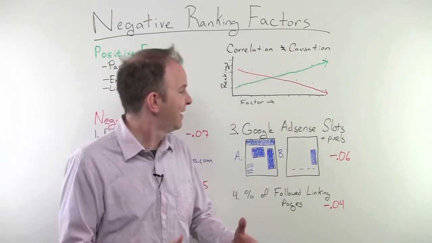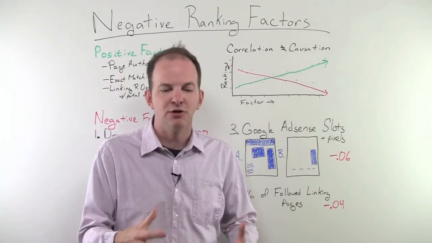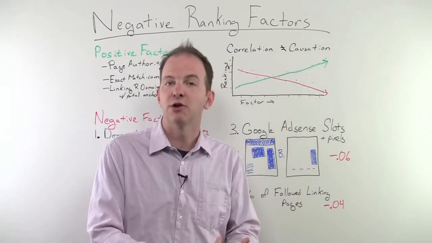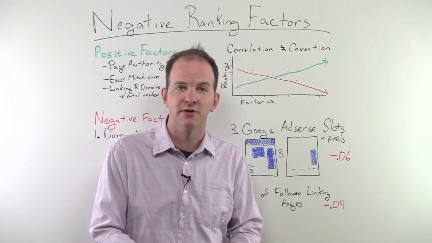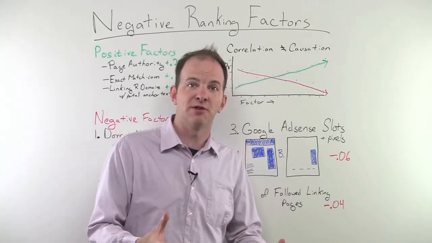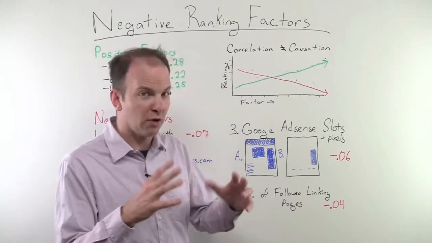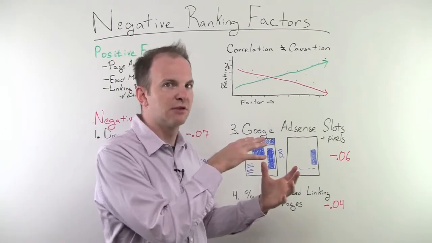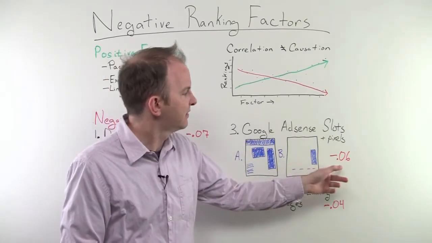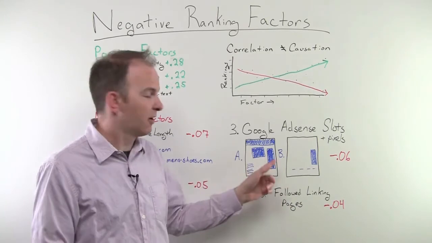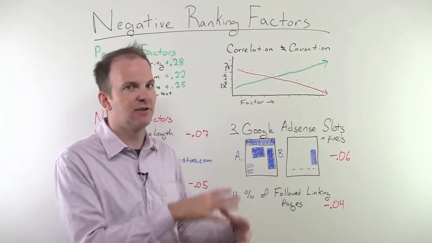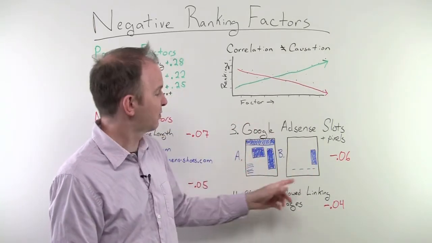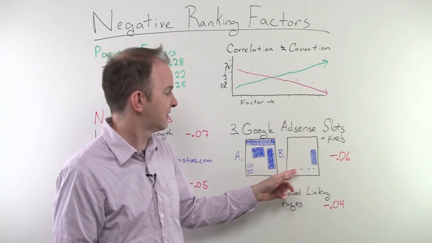Now here's a surprising one. There are a lot of people getting new into SEO who think that if you use Google services, such as installing Google Analytics on your site or putting AdSense on your site, Google tends to favor those websites and you'll rank higher. But correlation data shows exactly the opposite. Google AdSense slots correlated with lower rankings, 0.06. So website A here, if it has all these AdSense slots, and you've seen these pages, you click on them and they're filled with AdSense, they tend to not rank as well as pages with fewer AdSense slots.